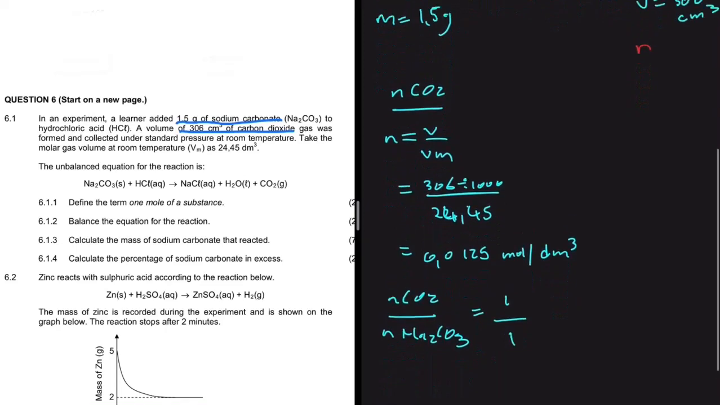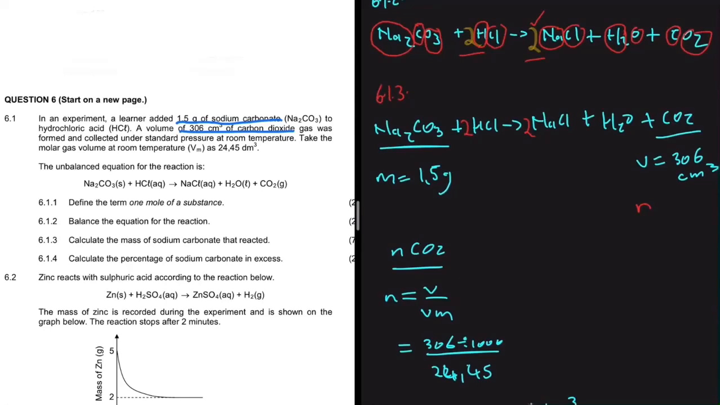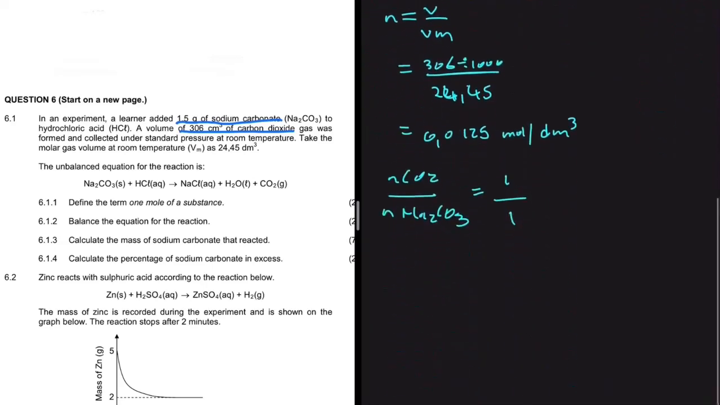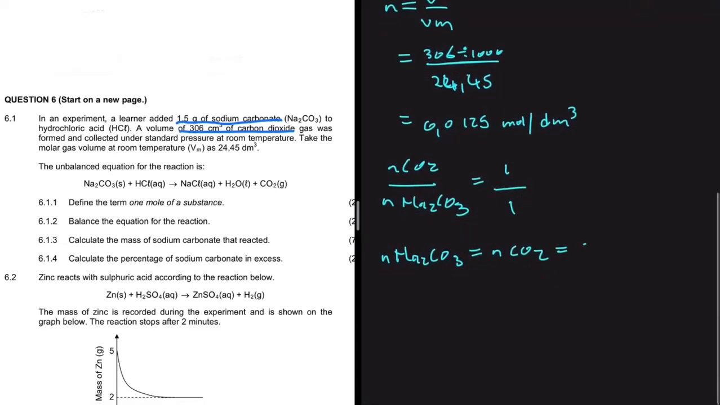If you're still confused and you don't know what a balancing coefficient is, it's this number here, right? You can see for NaCl the number is 2, for HCl the number is 2, for Na2CO3 we don't have anything, but actually it's 1, right? And then for CO2 it's also 1. Just in case. So now we can say that the number of moles of Na2CO3 will be equal to, we cross multiply, multiplying everything by 1, so it will just remain how it is. It's equal to the number of moles of CO2, which is 0.0125 moles per decimeter cube.